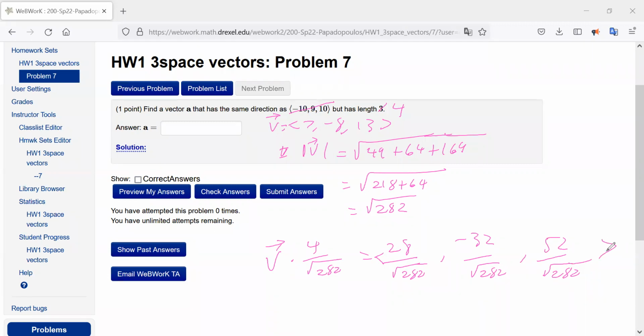So it's the same basic idea: you find the magnitude, you divide by the magnitude, and you multiply by the length that you want it to be. It has the same direction, so you don't have to worry about multiplying by -1, but if it asks for the opposite direction, you would have to multiply by -1.